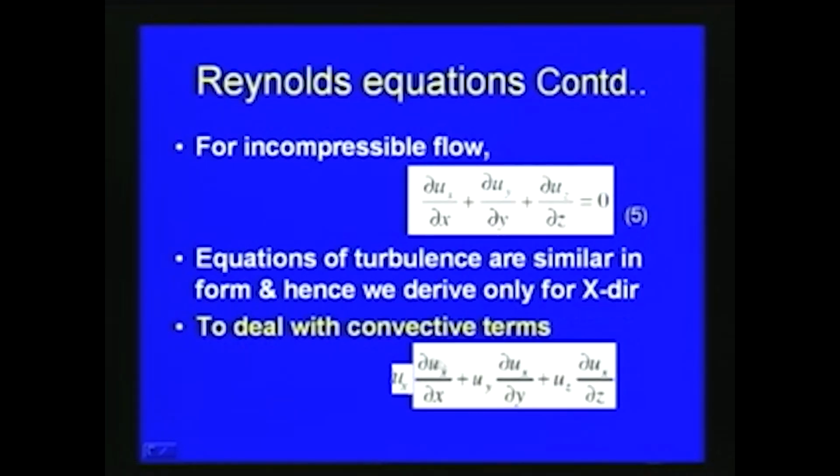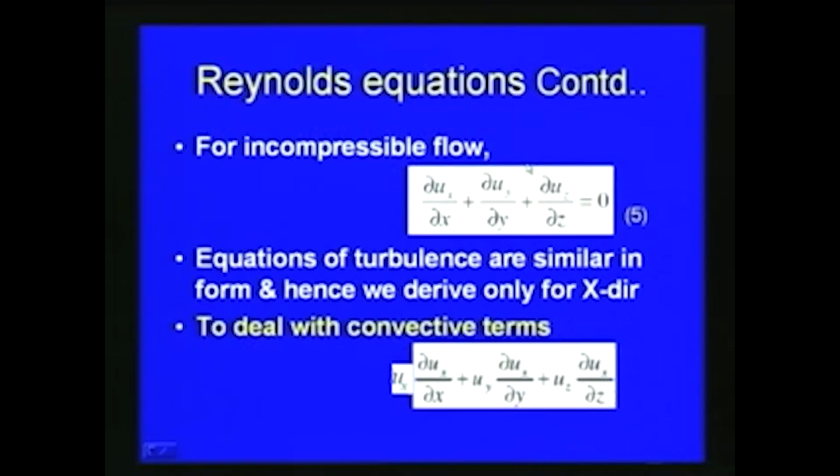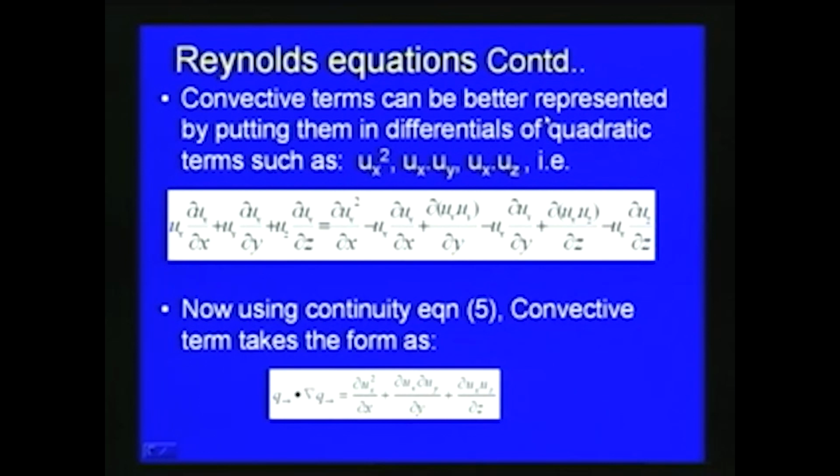So, here we have u x into del u x by del x plus u y into del u x by del y plus u z into del u x by del z. The convective terms can be better represented by putting them in differentials of quadratic terms, such as u x square, u x into u y, u x into u z, as written here.